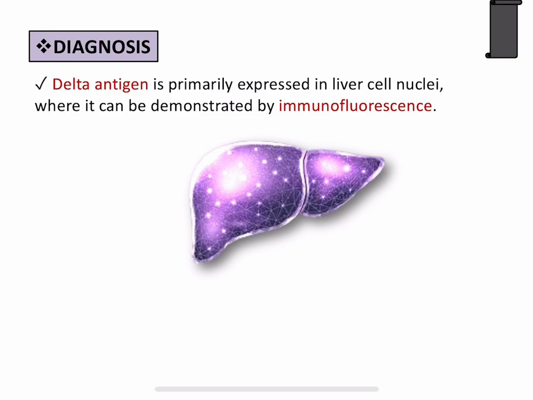So what is immunofluorescence? It is a technique where we diagnose hepatitis D wherein a liver biopsy sample is taken and prepared on a slide. It is stained with the antibody against the delta antigen and conjugated with a fluorescent dye. It is observed under the fluorescence microscope. The presence of fluorescent staining within the liver cell nuclei will indicate a positive result for HDV, and it is primarily expressed in the nuclei of infected hepatocytes.